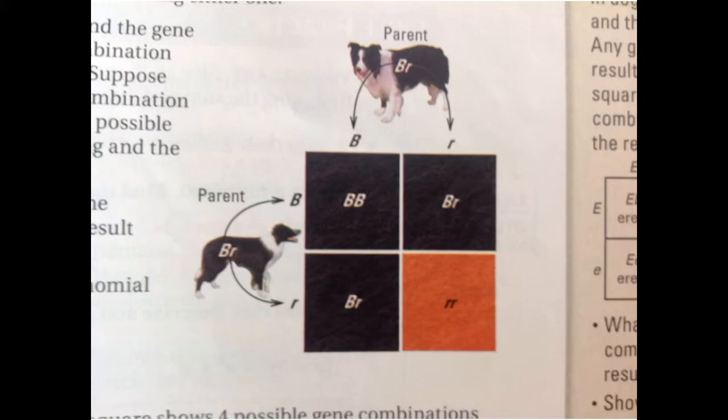Well, let's think about this. If they have a capital B, then they automatically have black patches, right? So looking at this Punnett square, how many of those squares are black? 3 out of 4. So that's 75%, right? And what's the percent of having red? 25%. Now, we can model this with a polynomial. Let's look at this as daddy doggy and mommy doggy.